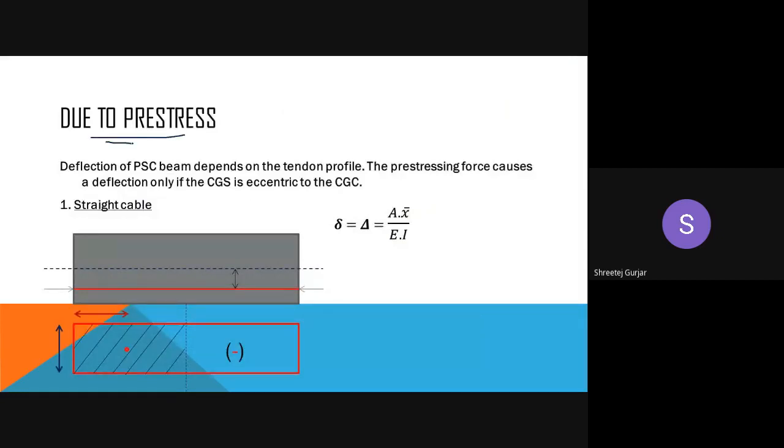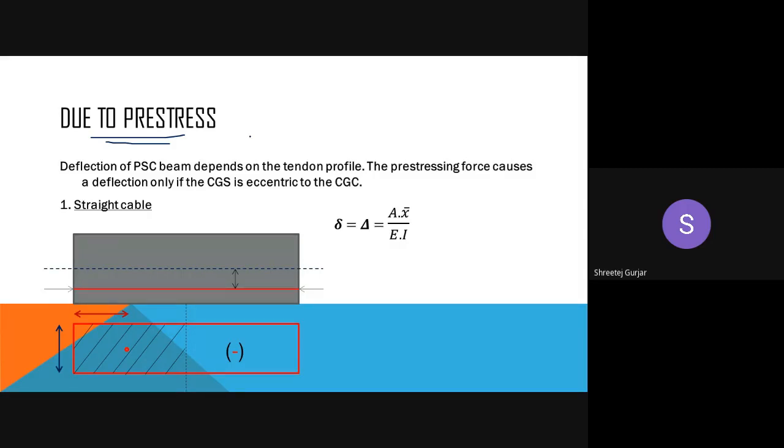So now, due to pre-stress, the deflection of a pre-stressed beam depends on the tendon profile. Okay, it depends on your tendon profile. That is, the pre-stressing force causes a deflection only if CGS is eccentric to CGC.